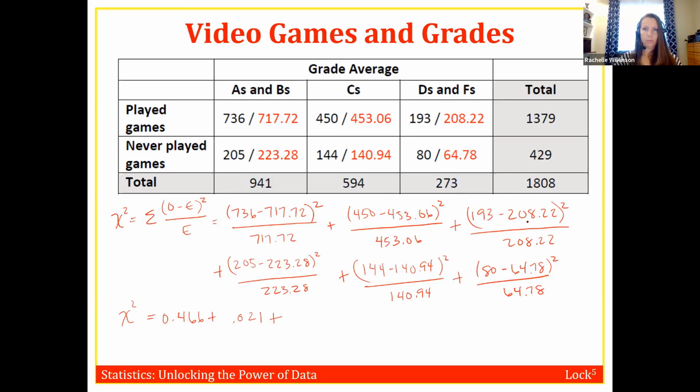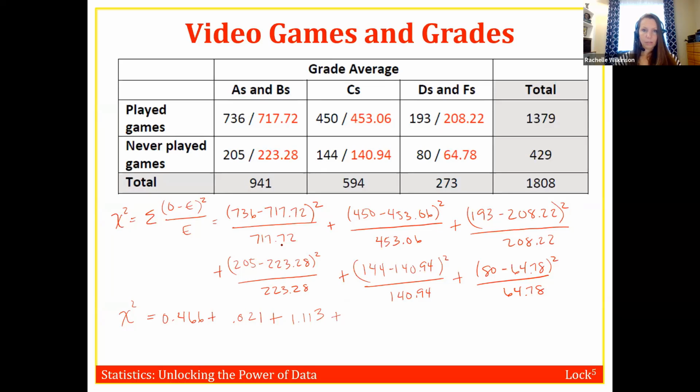Plus, okay, now I'm coming over here to the third one. So I get 193 minus 208.22. Square that and divide by 208.22. And hopefully you're all following along on where these numbers are coming from. But if anybody's confused, feel free to jump in and ask questions. Like I said, I don't think they're really that hard, but they're kind of tedious because you have to do a lot of them. So it's very repetitive.